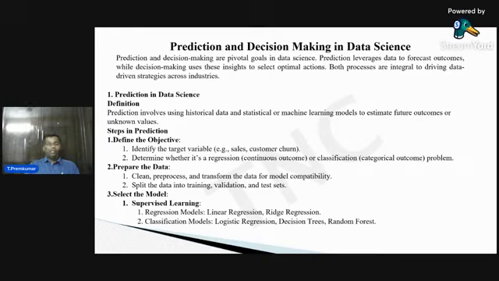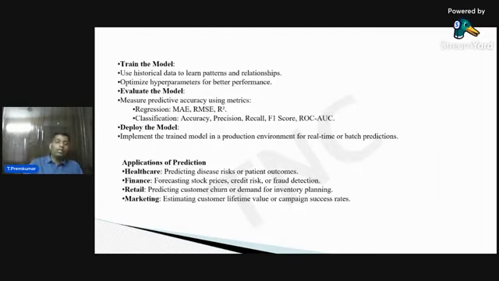Next, the steps in prediction. We can go for defining the objectives, preparing the data, and selecting the models. In defining the objective, we have to identify the target variable and determine whether we're going to use regression or classification. After the objective, we go for data preparation by cleaning, preprocessing, and transforming the data for model compatibility, and splitting the data into training, validation, as well as test sets. After that, we go for model selection: supervised learning, unsupervised learning, or reinforcement learning, whichever model is suitable, we have to select. And after that, we go for training the models.